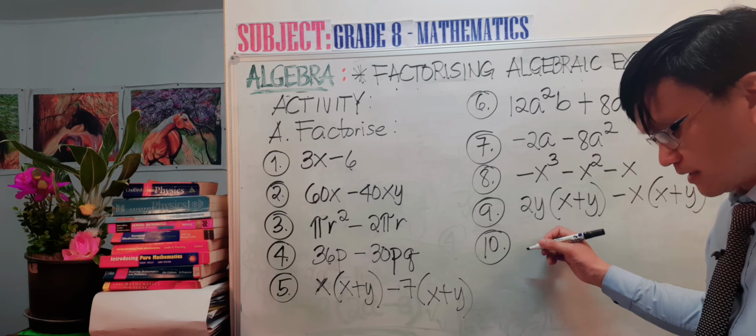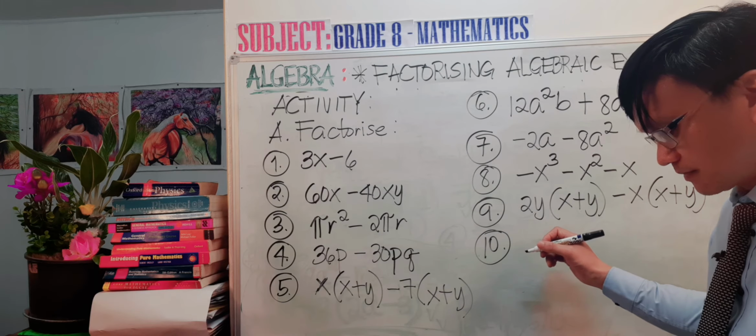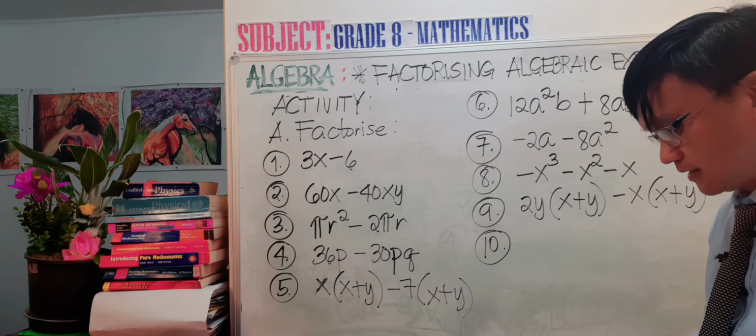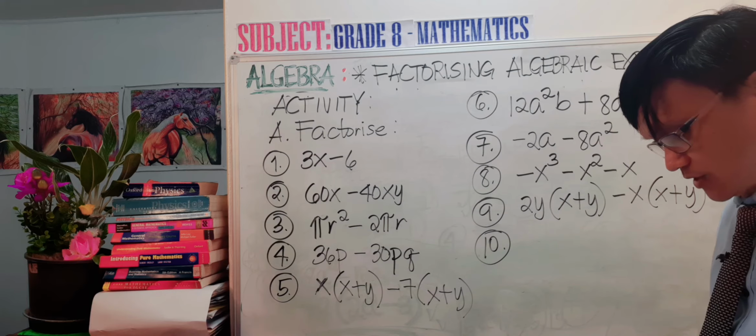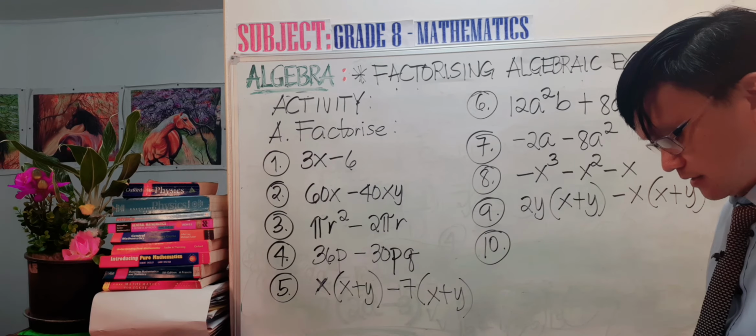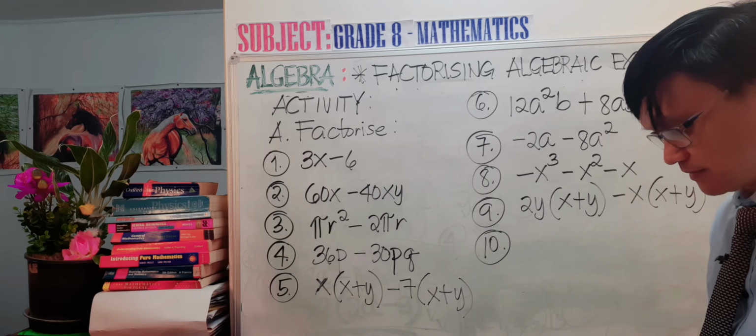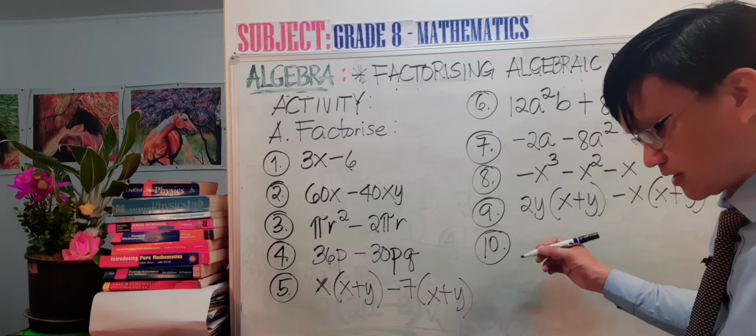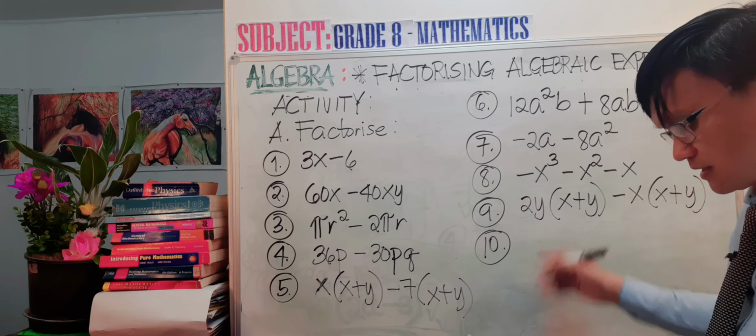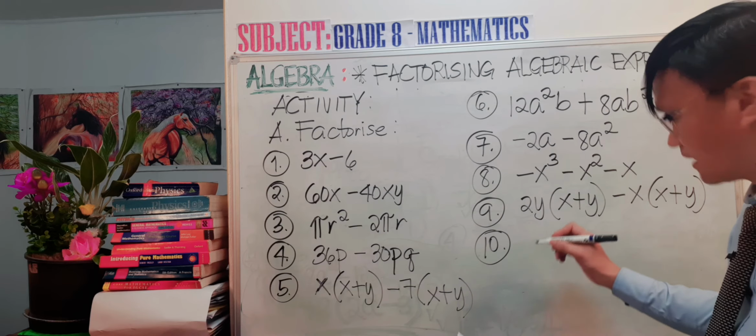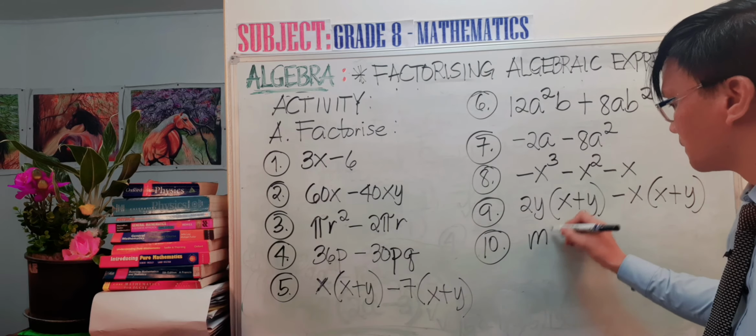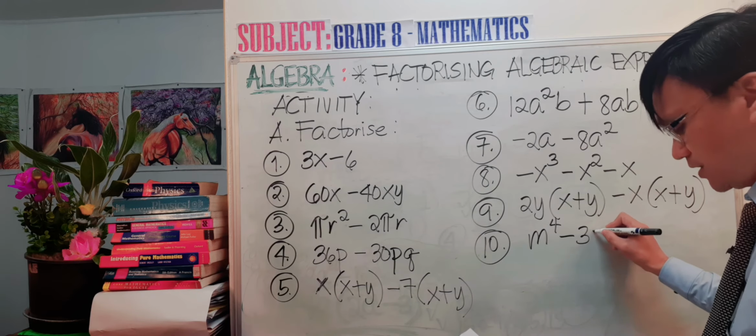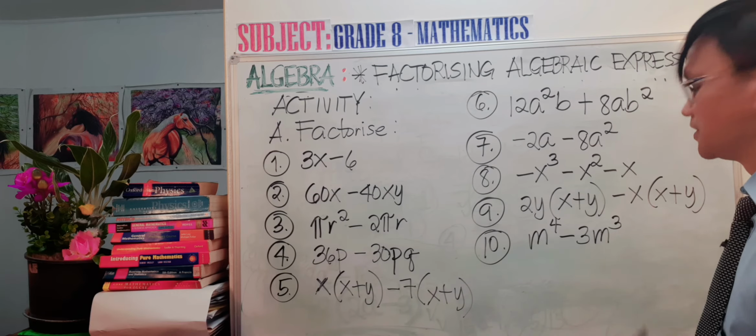Number 10 question is factorize m to the power of 4 minus 3 m to the power of 3.